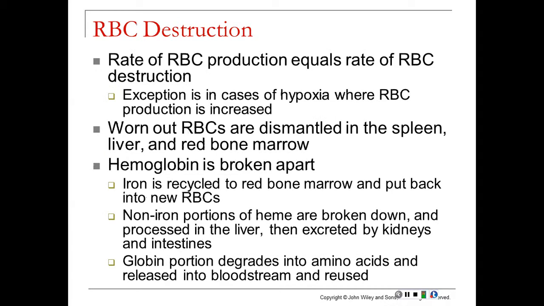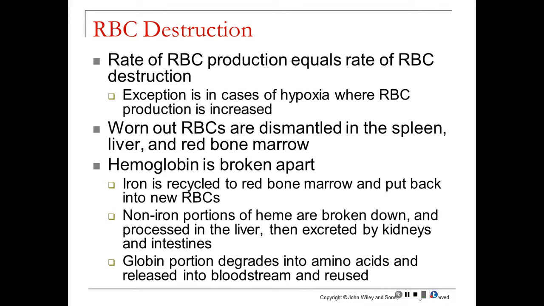The rate of red blood cell production is equal to the rate of red blood cell destruction, except in cases of hypoxia where red blood cell production is increased. Worn out red blood cells are dismantled in the spleen. The spleen is kind of like the red blood cell graveyard, as well as the liver and red bone marrow.